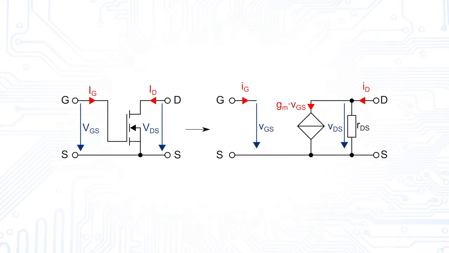Last but not least, we will deduce the small signal equivalent circuit of a MOSFET. Again, we consider the characteristics of a MOSFET. They are quite similar to the characteristics of a bipolar transistor, but with two major differences. The first difference is that the current source can only be voltage controlled and not current controlled. So instead of the current amplification beta, we only use the transconductance GM.